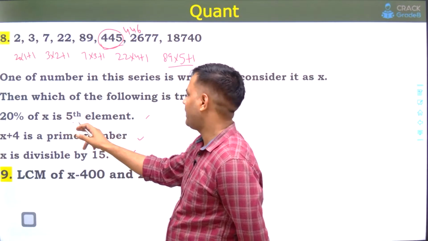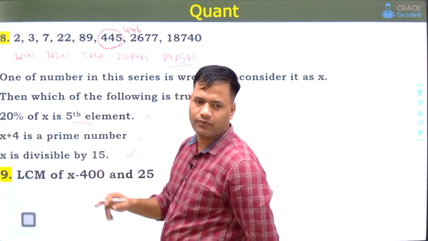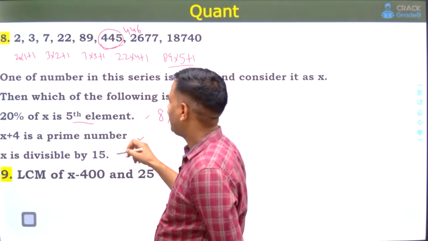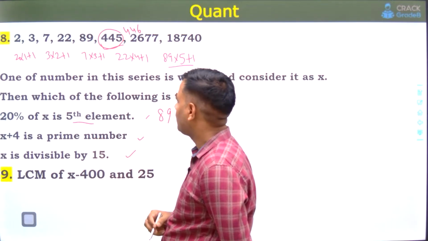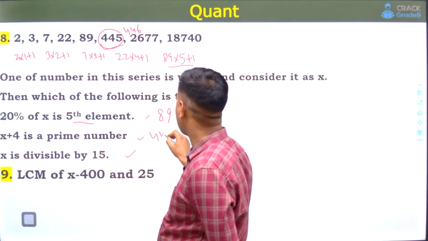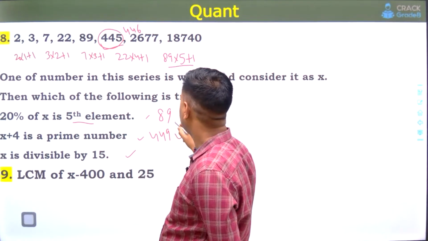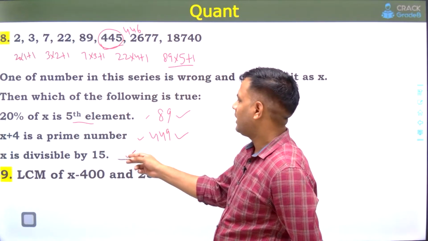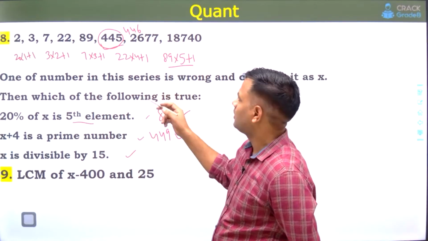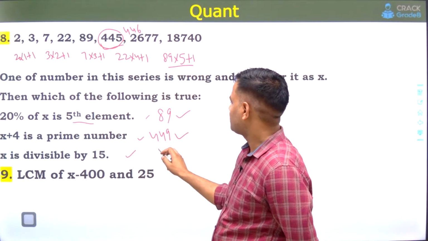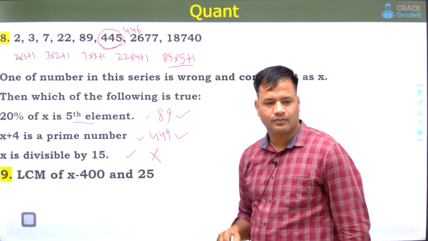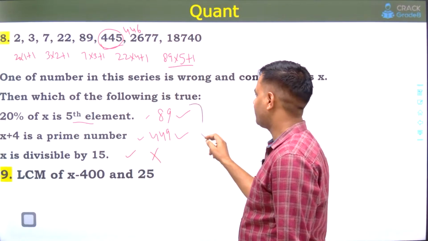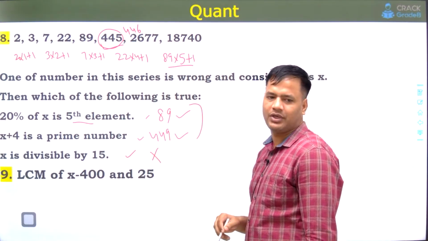20% of x is the fifth element. So 440, 20% of 445. What will be? This will be 89. X plus 4 is a prime number. 449 total. 449. This is also true. Fifth element is 89. 449 is x is divisible by 15? This is not correct because it is not divisible by 15. So these two statements were true. It was a simple question.